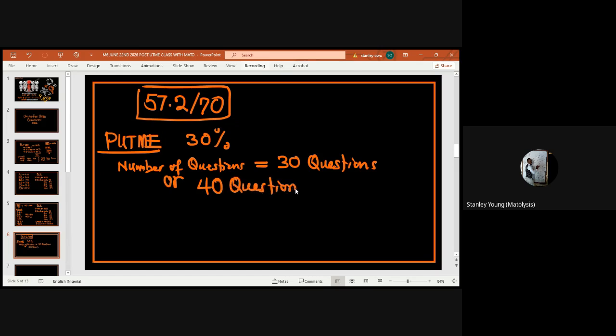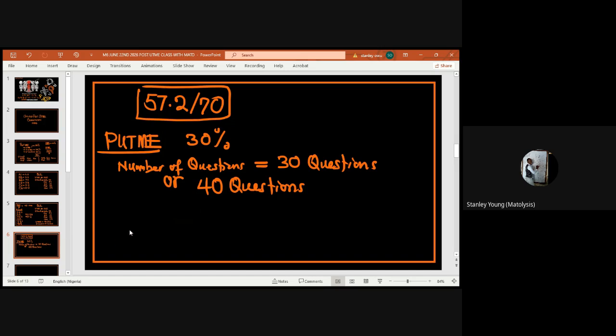So if it is 40 questions, they still need to match it to the 30%. For instance, if you get a certain score out of 40, they still need to match it with 30%. So it's going to be your score over 40 times 30. That is how they convert it back to a 30% score. You get that? Okay. So that is what you have.